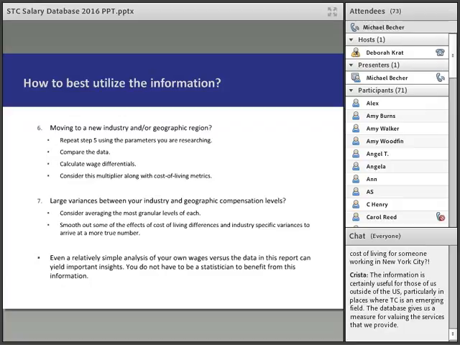And the biggest takeaway of this is, there's a lot of data, there's a lot of information to absorb, but even a relatively simple analysis of what you're making wage-wise versus the industry data in the report can yield you really important insights. It'll provide you with information that you didn't have before. It's not incredibly complex statistical stuff where you have to be a statistician to understand it. It's laid out in this report really nicely. It shows you step-by-step what you should do, and then it just gives you information.